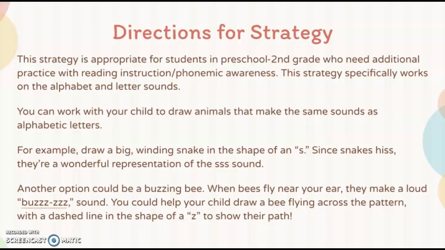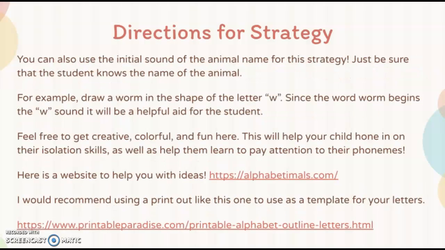You can work with your child to draw animals that make the same sounds as the alphabetic letters. For example, draw a big snake in the shape of an S. Since snakes hiss, they're a wonderful representation of the S sound. Another option could be a buzzing bee. When a bee flies near your ear, they make a loud buzz sound. So you can help your child draw a bee flying across with the pattern of a dashed line in the shape of a Z to show their path.